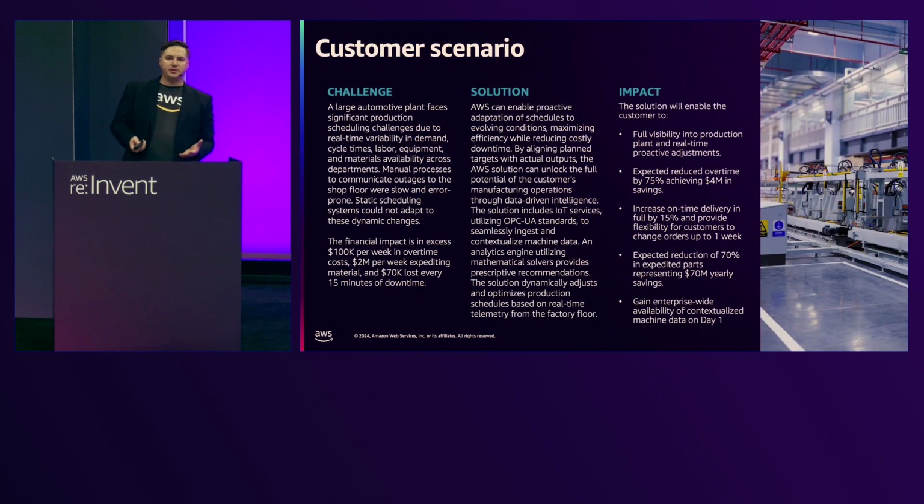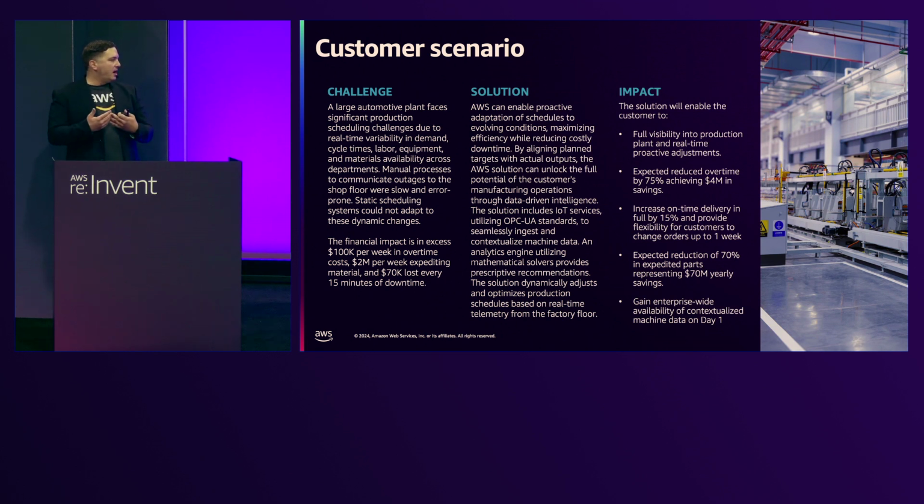So I want to paint a customer scenario, give you a real world challenge that we see. Working with a large automotive manufacturer, this particular customer is faced with significant production scheduling challenges, primarily due to competing, changing demand, cycle times that are not reflective of what's actually happening, labor changes, resource availability challenges, all of which actually results in real financial impact. So think about the type of costs that get associated with some of these challenges.